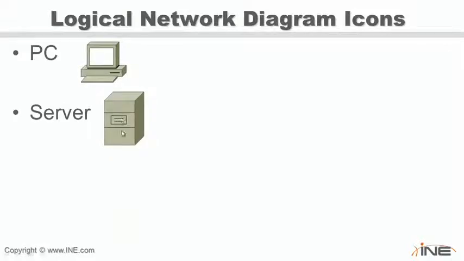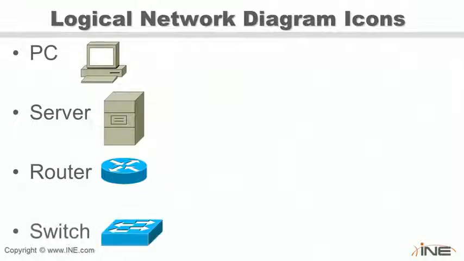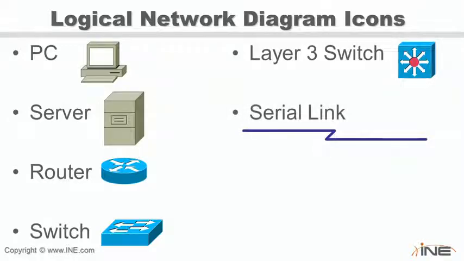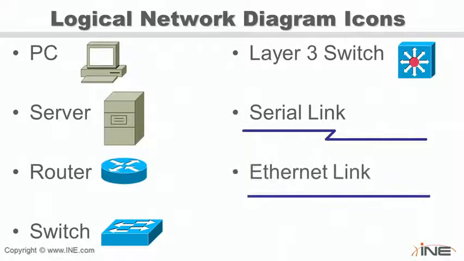Maybe the server is your email server or your web server or database server, where the router is going to look like this little hockey puck. The switch that's connecting to the Ethernet LAN is usually denoted two ways: we have that little rectangle there, or in the case of a switch that's running layer 3 routing, it's going to look a little bit different. Then we have the serial links, which look kind of like lightning bolts. The Ethernet links are usually just straight lines.